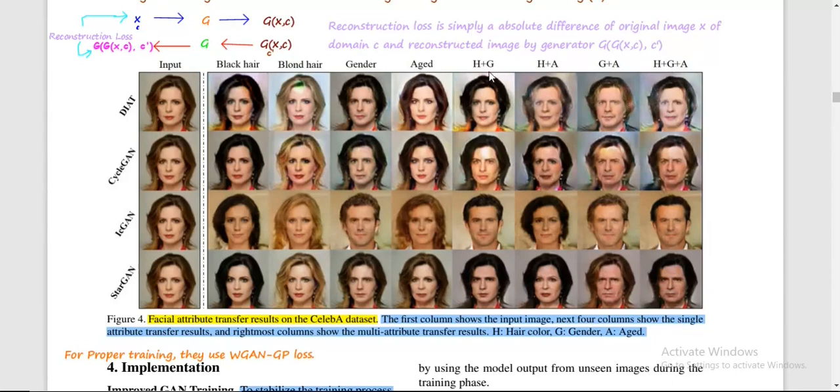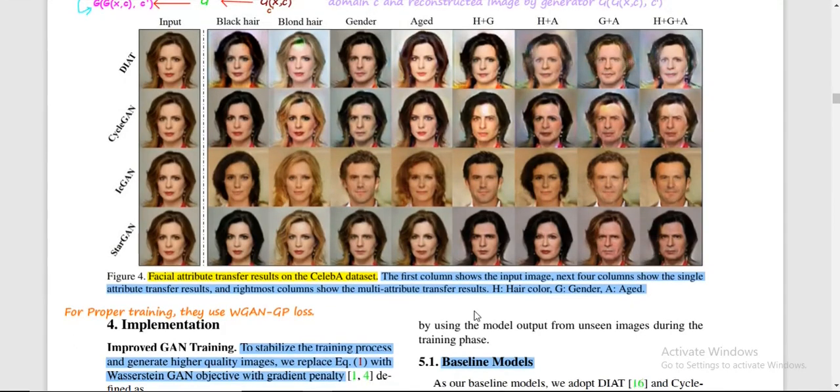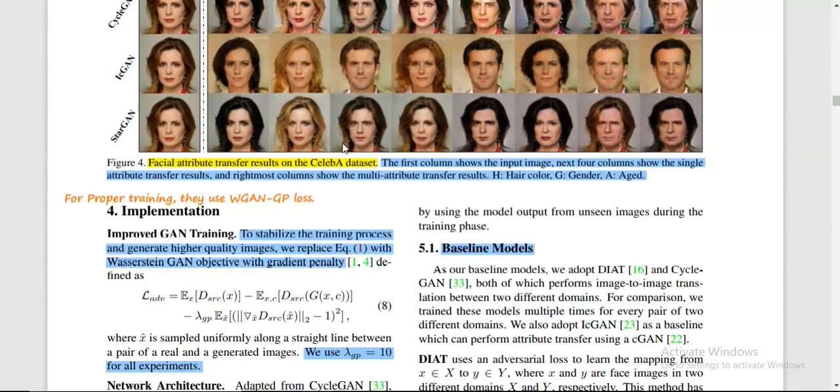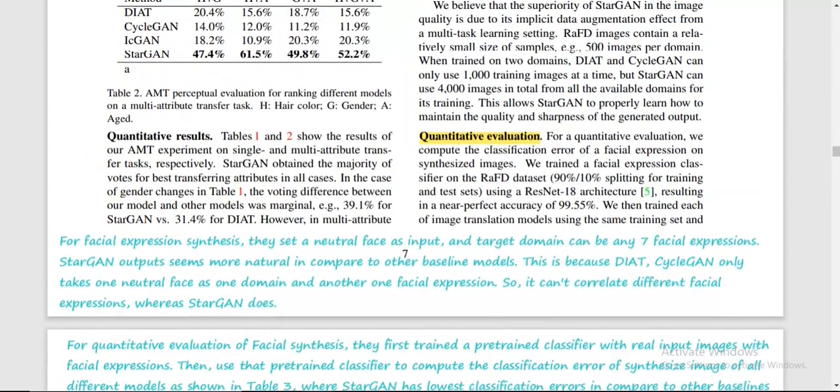So if we compare this on the single domain, or single attributes, then cycle GANs have some satisfactory results, but StarGAN seems more realistic. And if we compare these multiple attribute transformations, then StarGANs have realistic results, but the cycle GANs are not able to generate like the StarGAN. So that is how they do the qualitative evaluation on the CelebA dataset. So let's go further and see the quantitative evaluations.